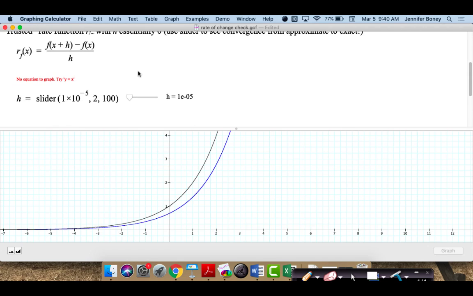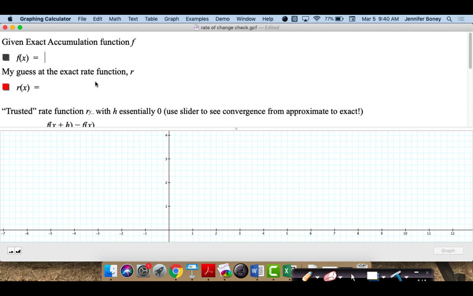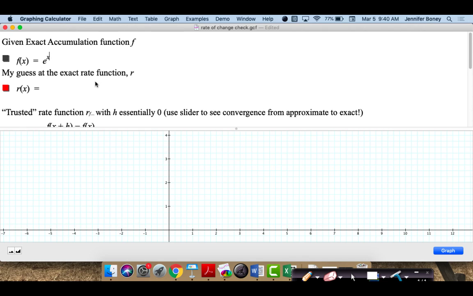When h is large, my rate of change function is up above, but when I have 2 to the x, I've still got the same sort of shape, and when h is small, it's a little bit less than 2 to the x, a little bit smaller. You can see the y-intercept, instead of being at 1, looks to be about 0.7 or something. So let me just show you one thing. E to the x.